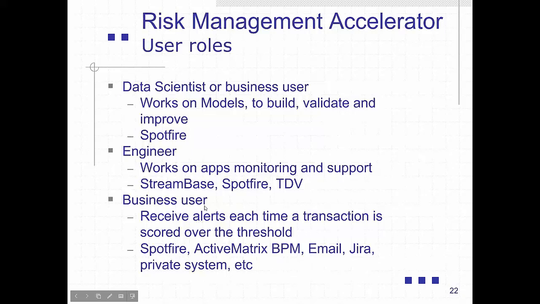The third role is the business user, the user that finally should act over each transaction, marking them as fraud or not. The user needs to receive alerts in time for each transaction that needs to be analyzed manually, and the user needs all the information required to take the decision.